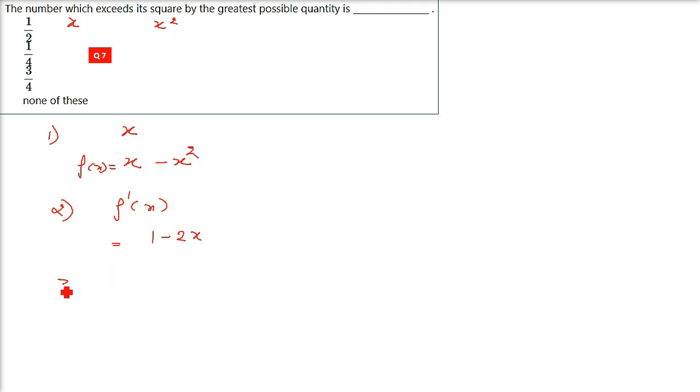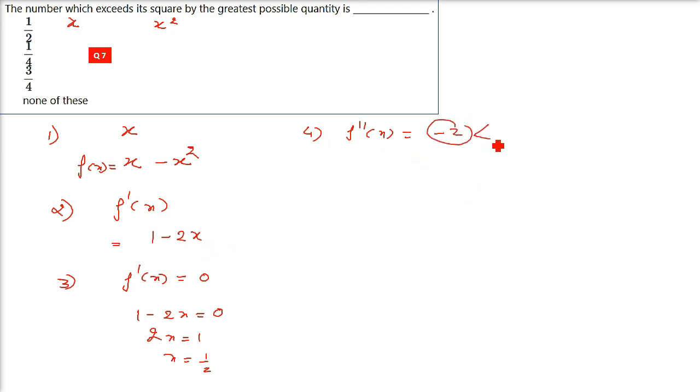1 minus 2x. The third thing will be the differentiation equated to 0, so that we get the critical point. 1 minus 2x equals 0 means x is equal to 1 by 2. Now this x equals 1 by 2 is the critical point. And the next thing will be just to show the examiner that we are actually finding the greatest possible quantity. When f double dash x is negative 2, indicating less than 0, it means the maximum value or the greatest possible value. So we are talking about the local maxima here.